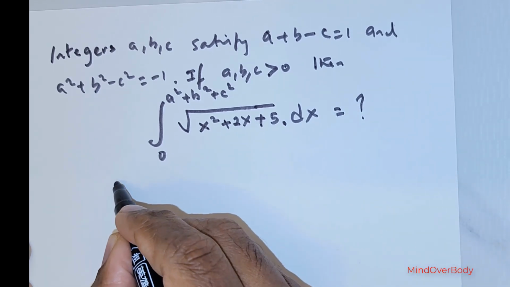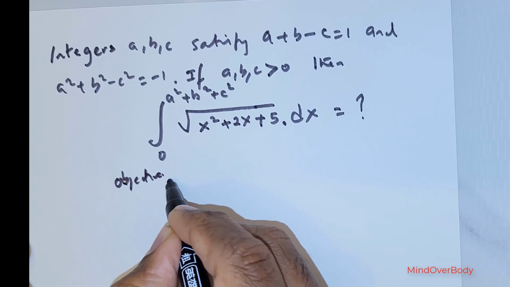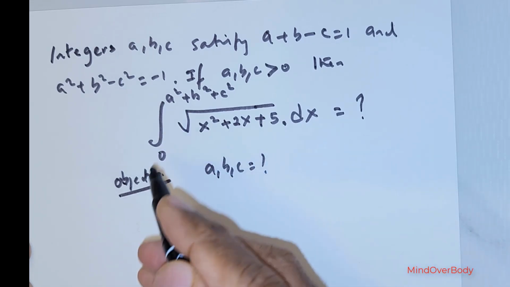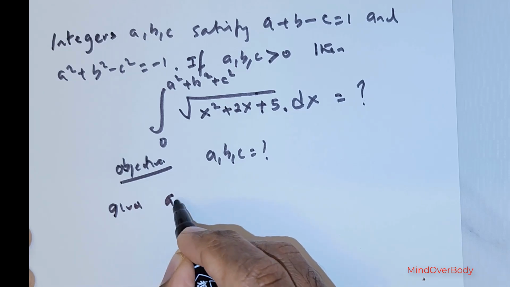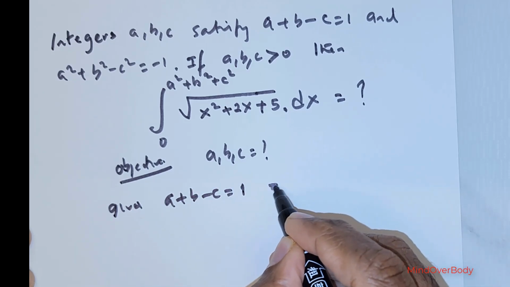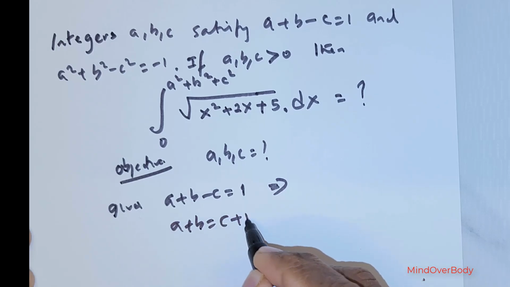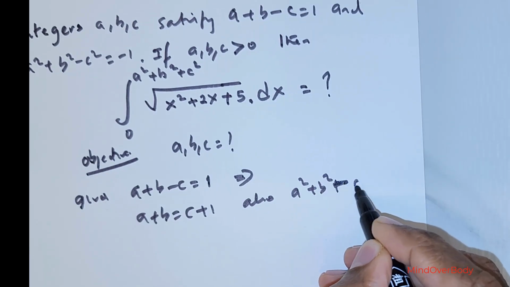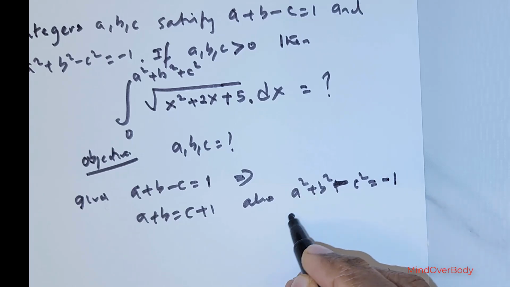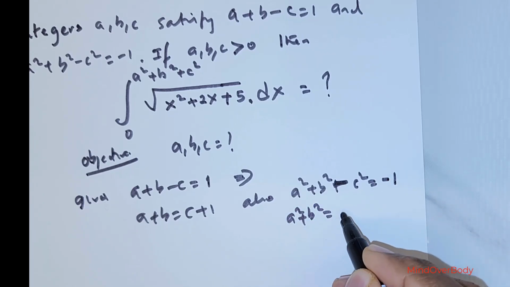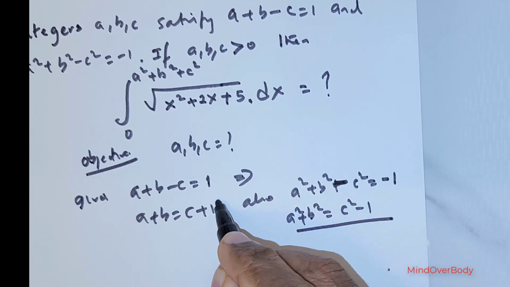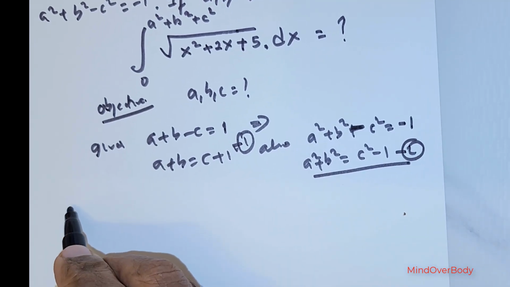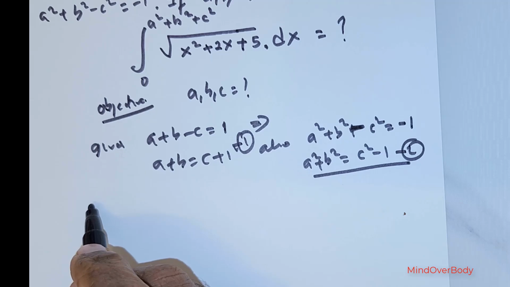So foremost, our objective in this question is to find the value of a, b and c. We are given that a + b - c = 1, which means a + b = c + 1. Also we have a² + b² - c² = -1, so this means a² + b² = c² - 1. I take this as 1 and this as 2.